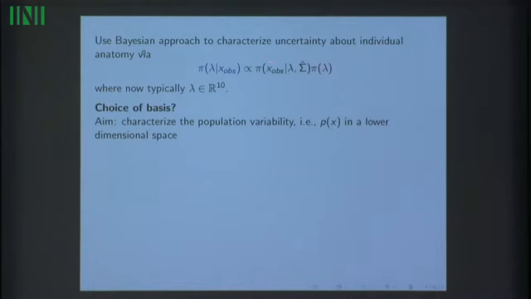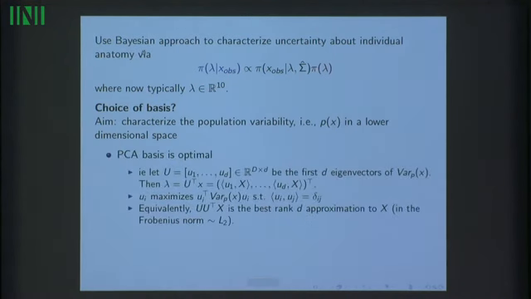So one question, which is kind of obvious in this case, is what basis should we use here? Our aim is to represent the distribution over shapes in a D-dimensional space. Just to characterize this, this is an unsupervised problem. There's only x here. So the obvious answer is to use a principal component basis.